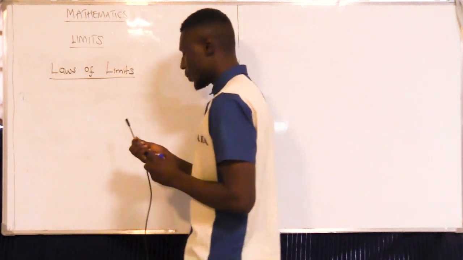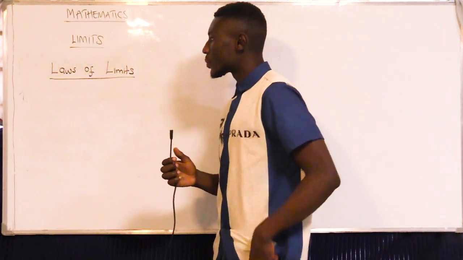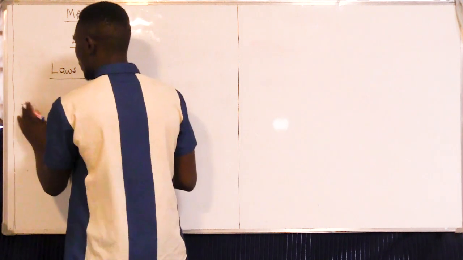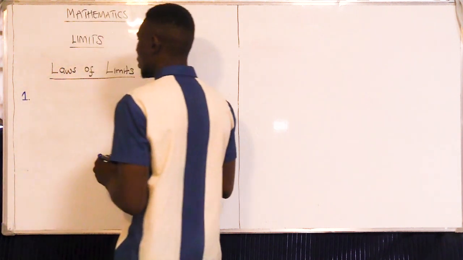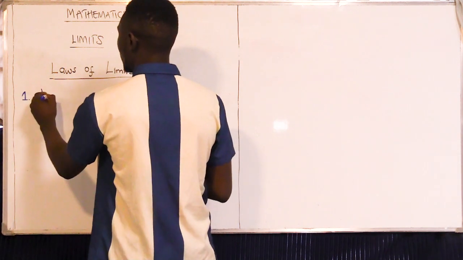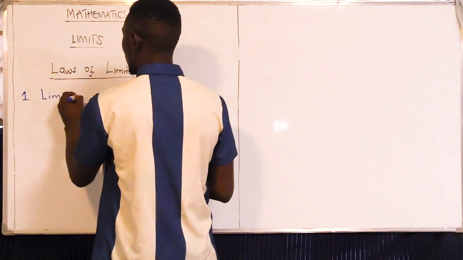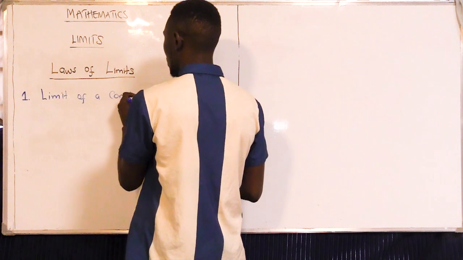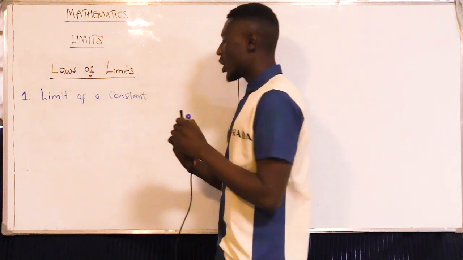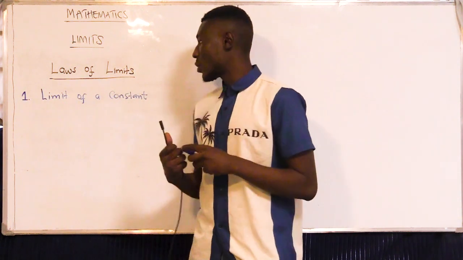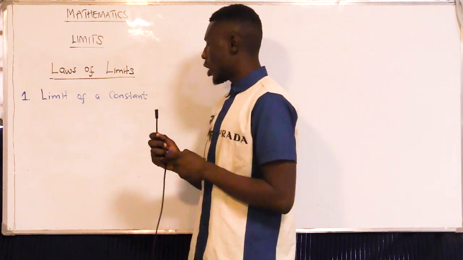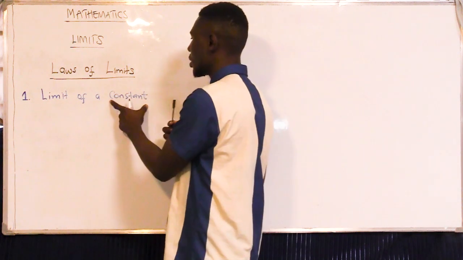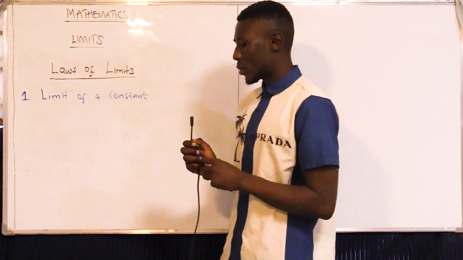The first law of limits, we'll call it limit of a constant. Now we say that the limit we are finding is limit of a function. This time around, our function is a constant. Now let's find the limit of a constant.